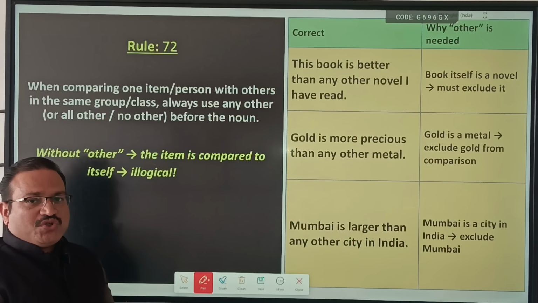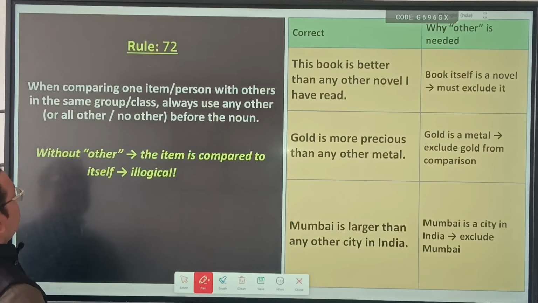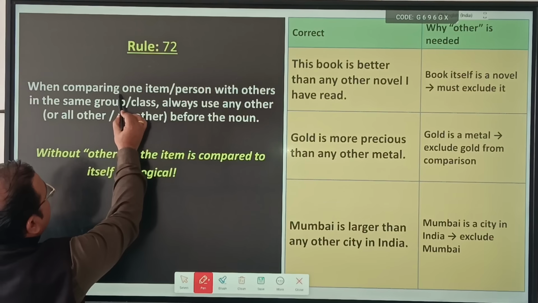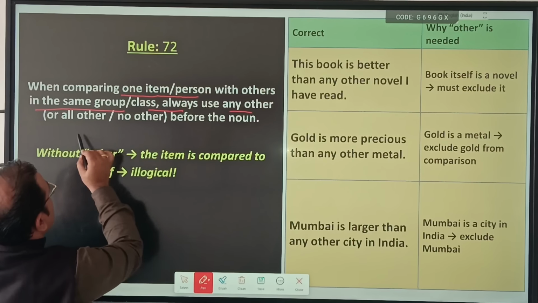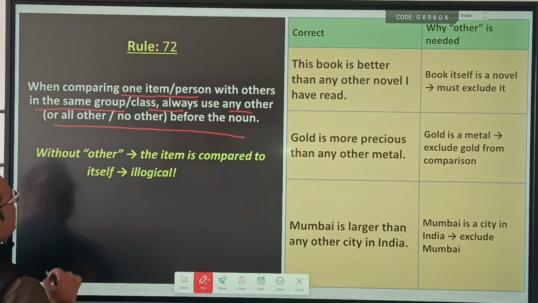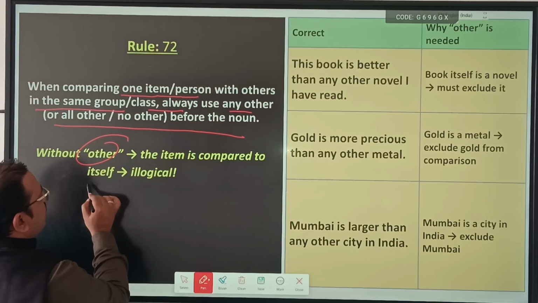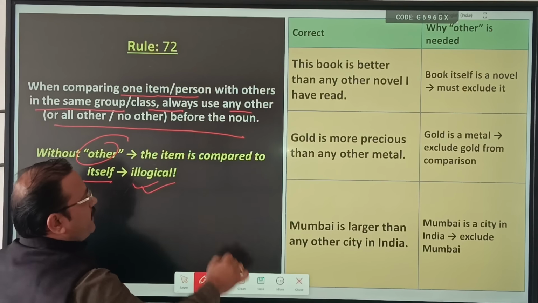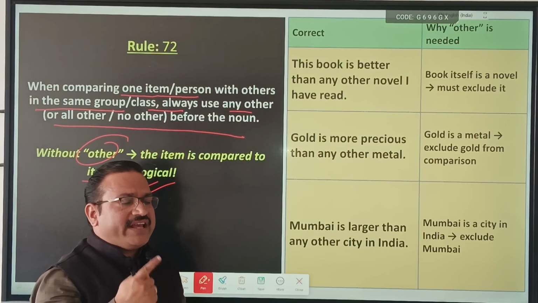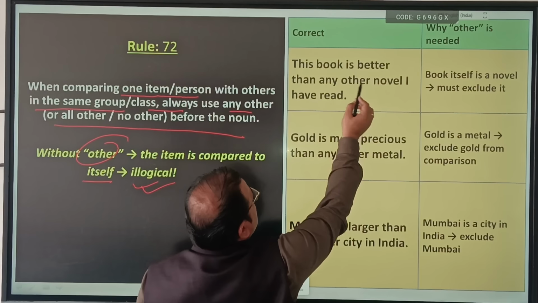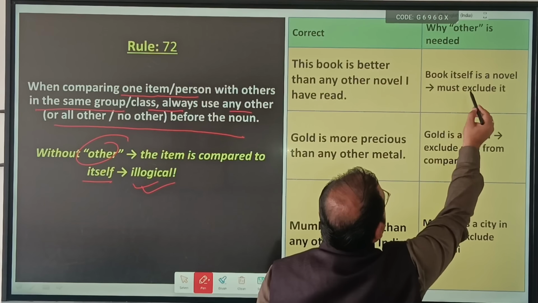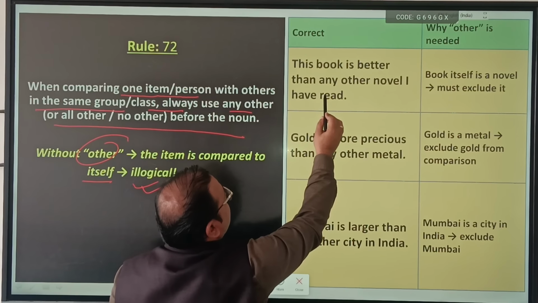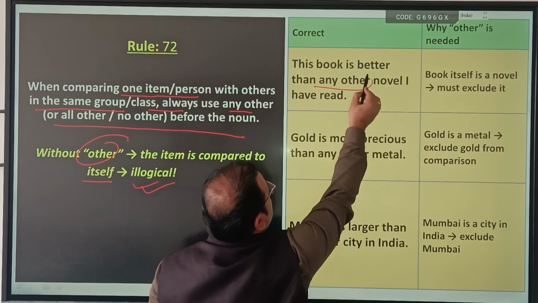Now, rule number 72, again, a very, very important one. When comparing one item or person with others in the same group or class, always use 'other'. Without 'other', the item is compared to itself and it is illogical. Better understand this with the help of an example. The book is better than... first let us see why it is wrong. The book is better than any other novel I have read.